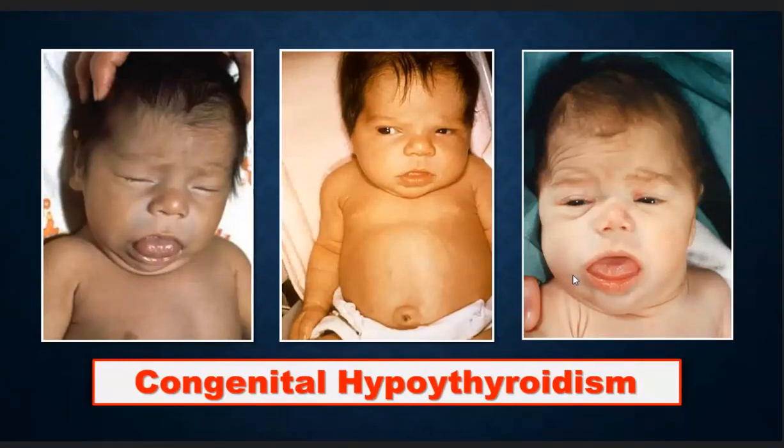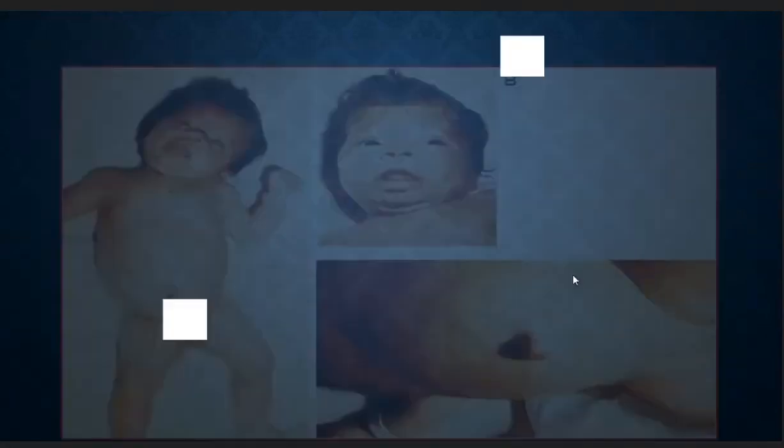شو راح نسوي احنا؟ Sending for the TSB, direct and indirect fractionation, to see if this is direct or indirect hyperbilirubinemia, and doing thyroid function test. This is very important because early detection, early treatment, excellent prognosis. And radiologically, they may have abnormal finding.